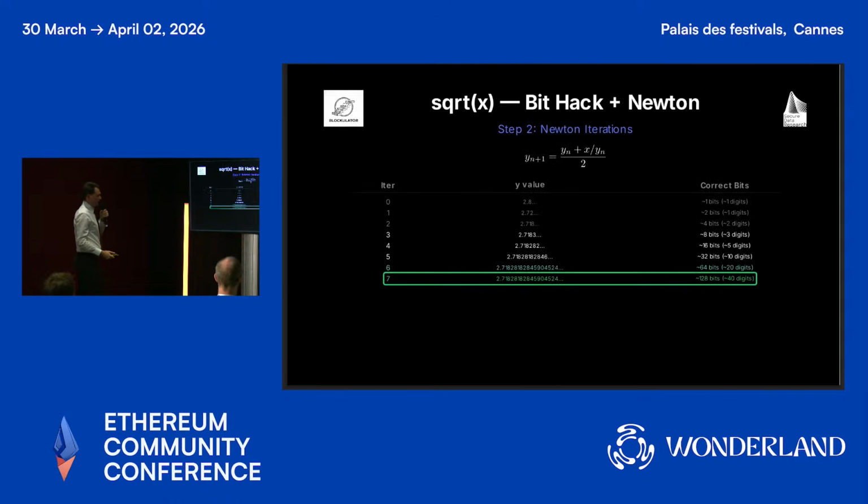And then we use Newton iterations. So this is what a Newton iteration looks like. Your next term is just this. And each time that you iterate, you double the digits of precision. So this is quadratic convergence.